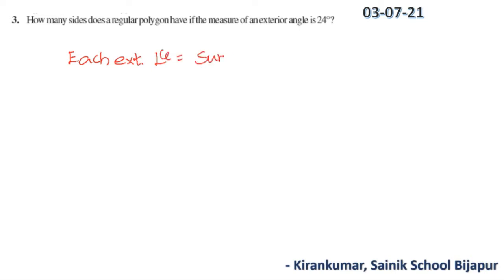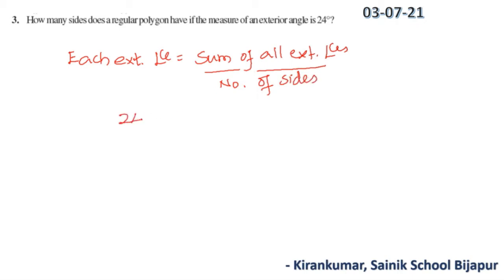sum of all exterior angles divided by the number of sides. So here the measure of each exterior angle is given as 24 degrees. Sum of all exterior angles is 360 degrees. The number of sides, I'll take it as n. So we can find n as 360 divided by 24, which will be equal to 15.